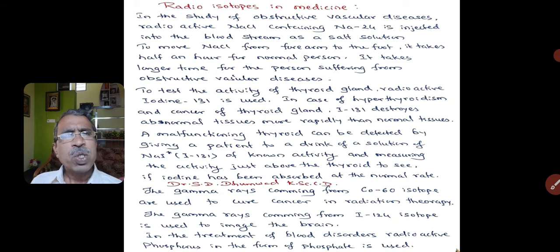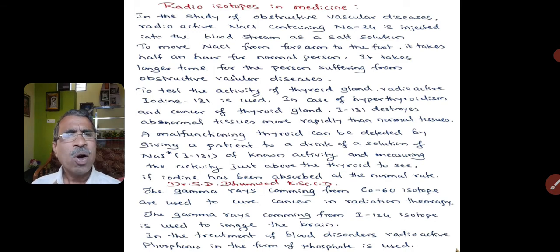Now coming to the radioisotopes in medicine. In the study of obstructive vascular diseases, radioactive sodium chloride containing sodium 24 isotope is injected into the bloodstream as a salt solution. To move sodium chloride from the forearm to the foot, it takes half an hour for a normal person. It takes longer time for the persons suffering from obstructive vascular diseases. To test the activity of thyroid gland, radioactive iodine 131 is used. In case of hyperthyroidism and cancer of thyroid gland, iodine 131 destroys abnormal tissues more rapidly than the normal tissues.